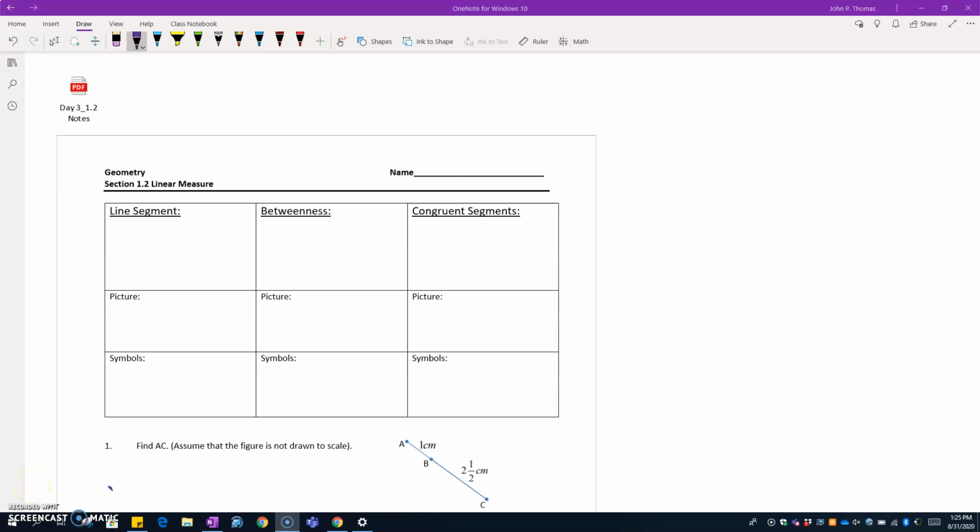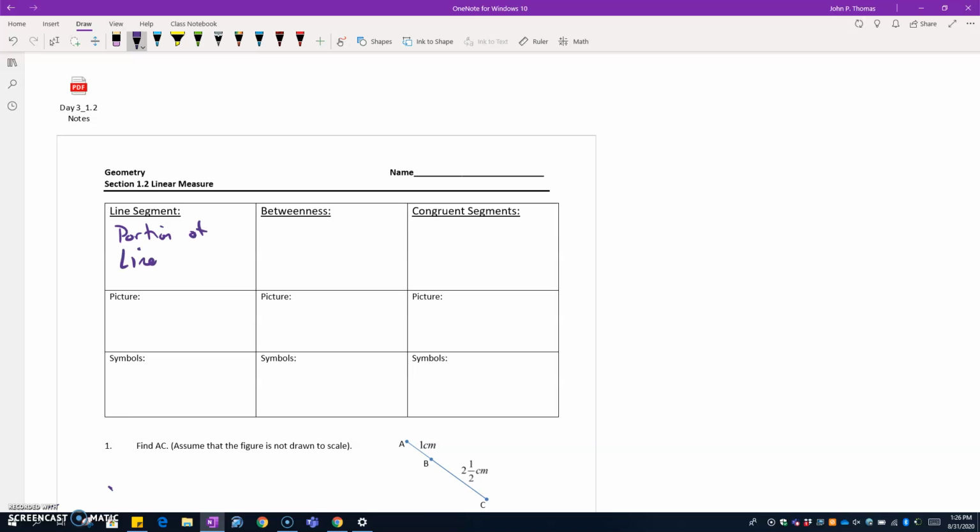Okay, so let's talk through section 1.2. Just a couple vocab words to start us out here. The first one is a line segment. And a line segment, pretty much as the name says, is just a portion of a line. So we're going to go ahead and say portion of line.